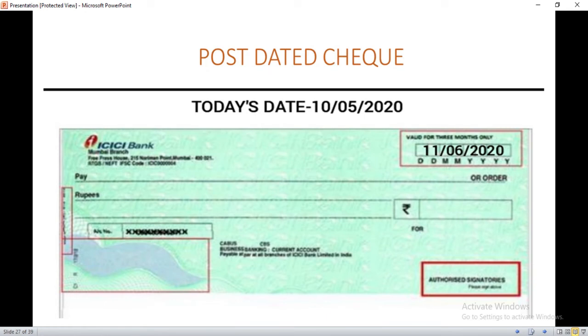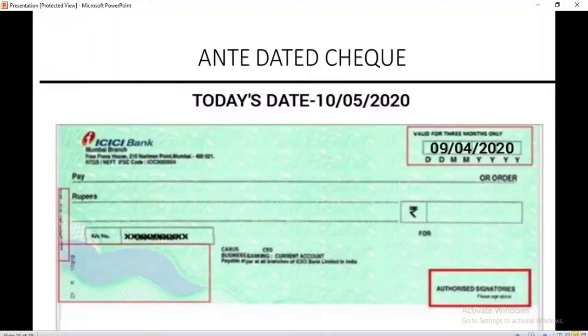Next one is post-dated check. It means the future date is written on it. Normally, people use this for paying EMIs. Next one is antedated check. It means the past date is written on it. I already told you a check is valid for 90 days.